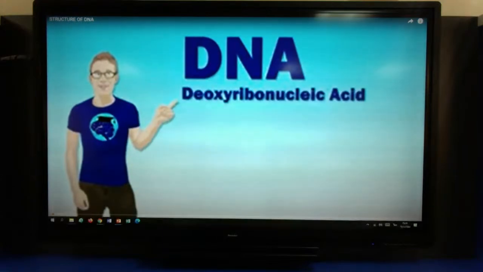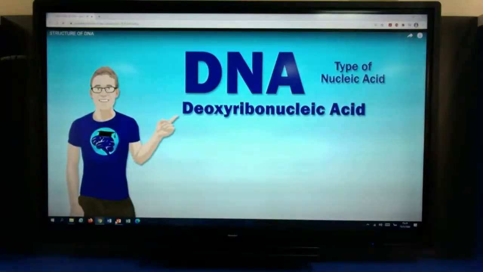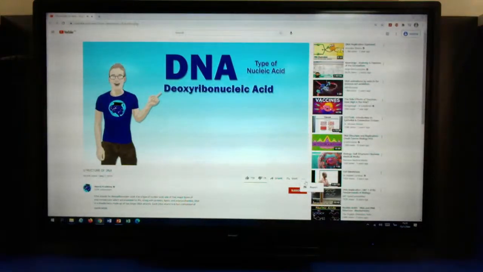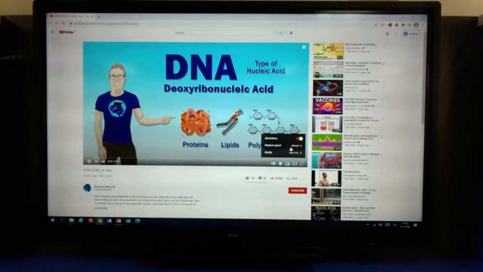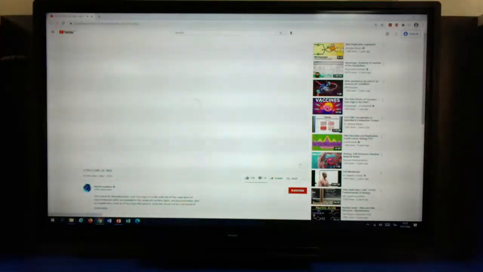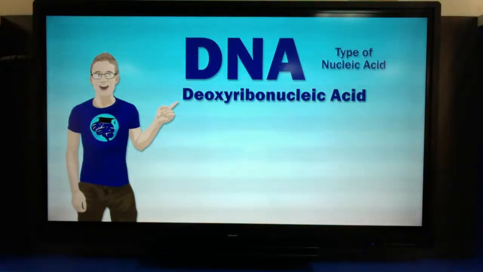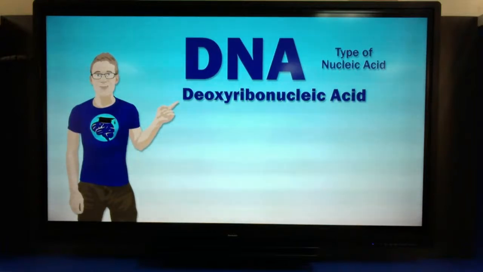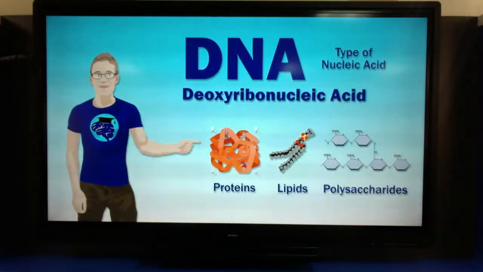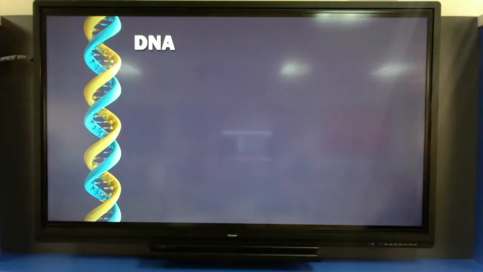DNA stands for deoxyribonucleic acid. It is a type of nucleic acid, which is one of the four major types of macromolecules which are essential for life, along with proteins, lipids, and polysaccharides. DNA is a double helix, which means that it is made up of two single DNA strands.